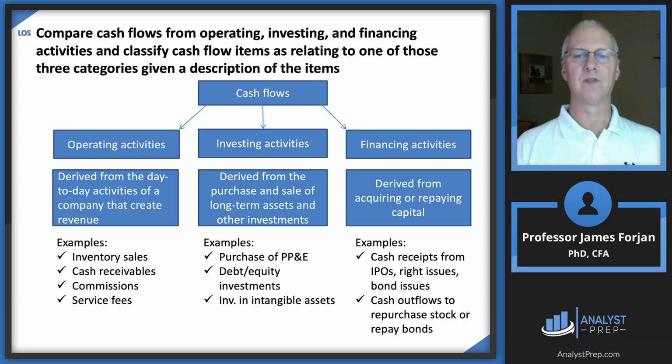And so notice I have some examples there in each column. So operating activities: inventory sales, receivables, fees. Investing activities: there's the investment in positive net present value projects, PP&E, intangible assets. And then financing activities: there are the bond issues and repurchasing stock and repaying bonds.